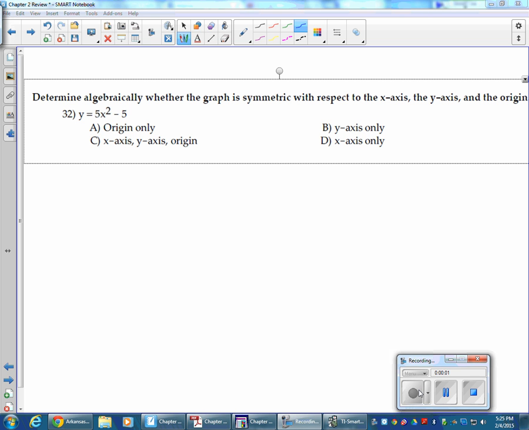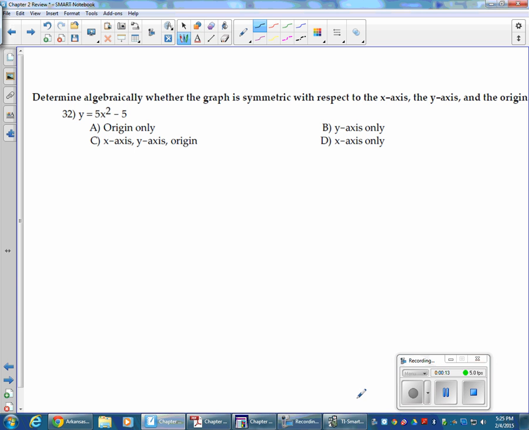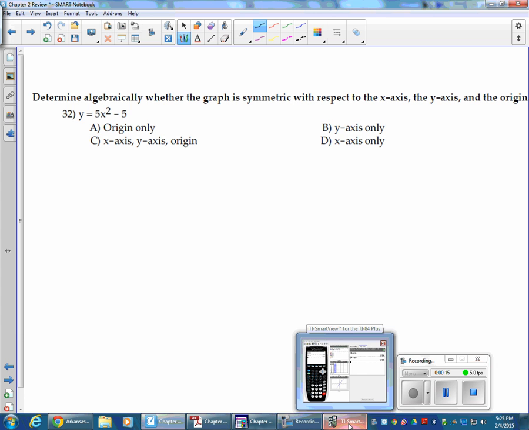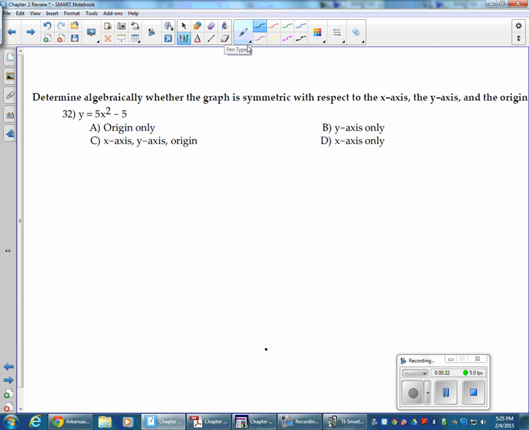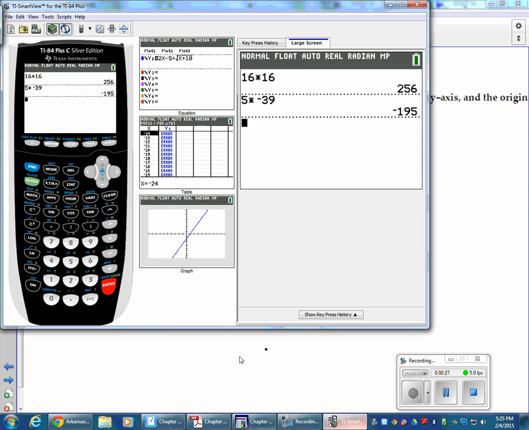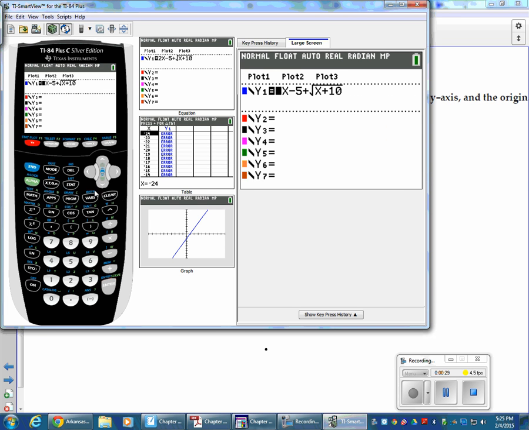All right, picking back up with number 32, determine algebraically whether the graph is symmetric with respect to the x-axis, the y-axis, and the origin. Let's just graph this and not do the algebraic part because we didn't really do the algebraic part in class too much. So if we graph y equals 5x squared minus 5, clear that, 5x squared minus 5, and I graph it.